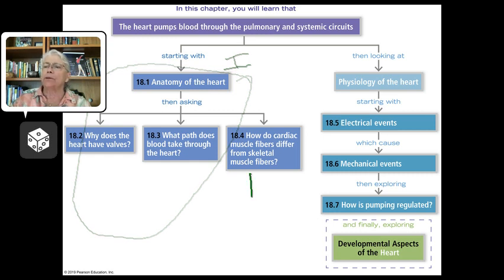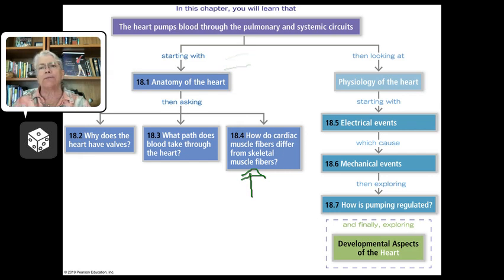Next, we are going to start with looking at how cardiac muscle fibers and skeletal muscle fibers differ. You may have to look back at your A&P II 1 notes to remind yourself of the structure of skeletal muscle fibers.